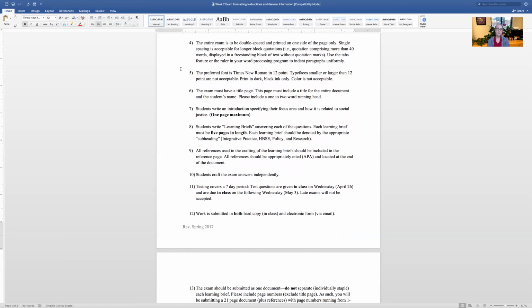So make sure that you look at the OWL Purdue APA webpage. They have a really excellent web page that shows you how to format in APA style. And make sure you scroll down that page to get to the APA 6th edition. Their main page has a 7th edition, and we're not using that edition yet. The preferred font is Times New Roman and 12-point font. Black ink only, no color, don't make stuff fancy, just APA.